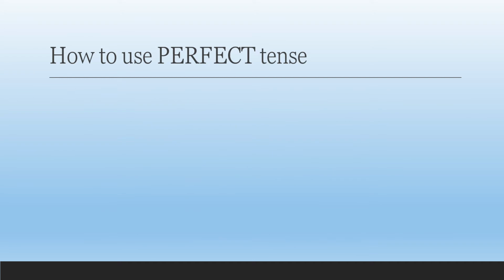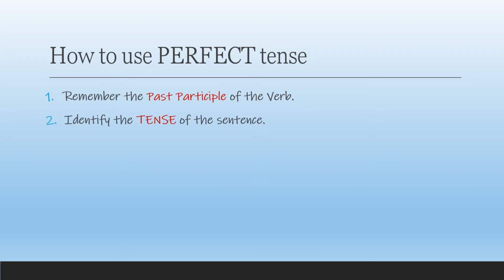How to use the perfect tense of a verb. Remember the past participle of the verb. In the examples that we were looking at, we were using the past participle of the verb wake, which is woken. We will identify the tense of the sentence. In our example, we were looking at the past, the present and the future. Then we will also identify the person of the sentence, whether it's a first person, a second person or a third person, whether it's singular or plural.